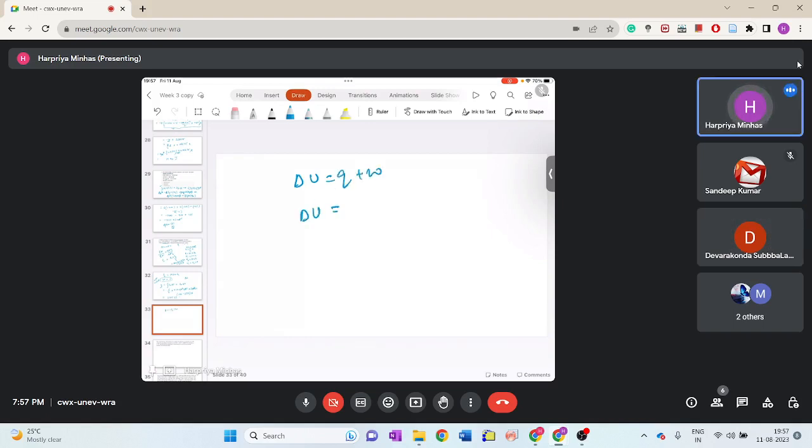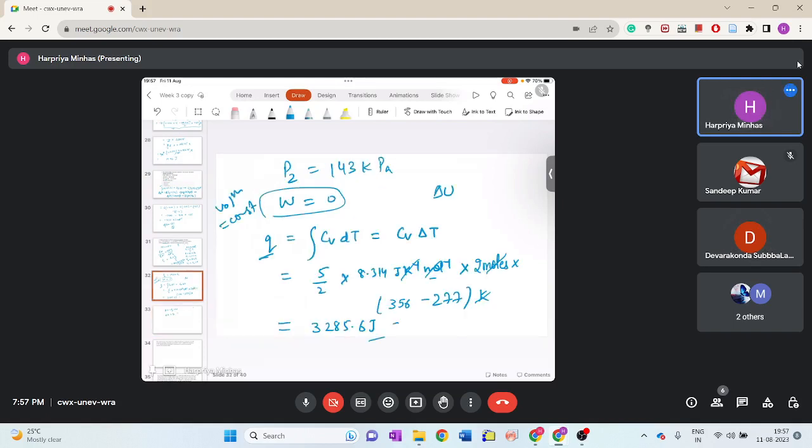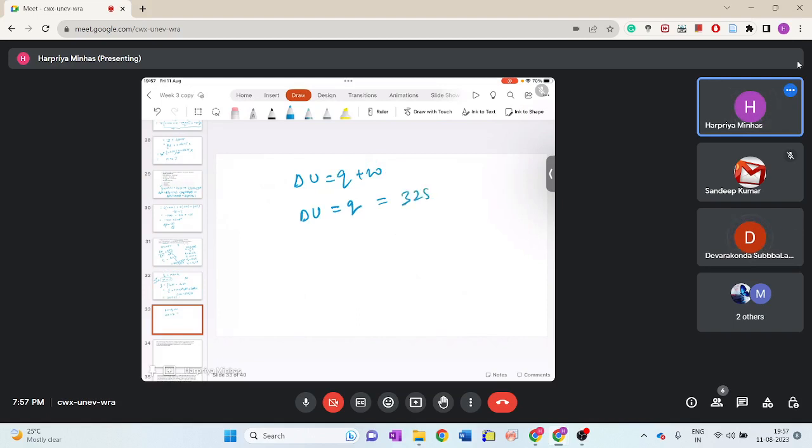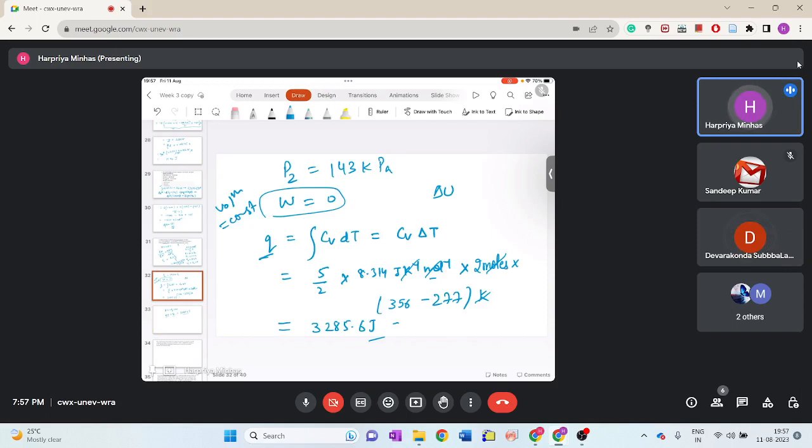So using this Q, so now the value will be 3285.6 joule, right? So this is the same that we got for the Q, the same answer. This will be del U equals Q equals this much joules, right? So everyone getting this answer, right? 3285.6. Okay.